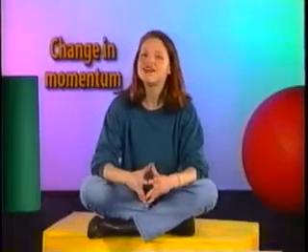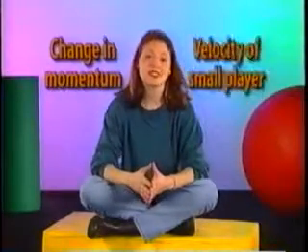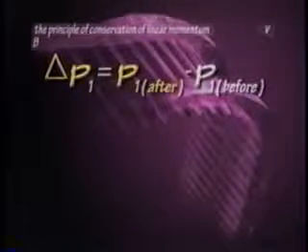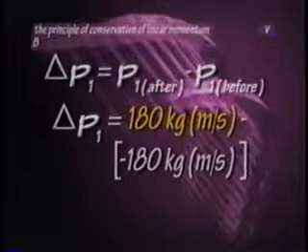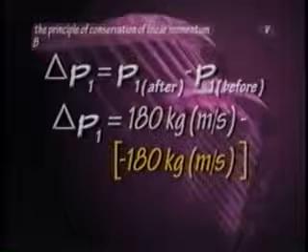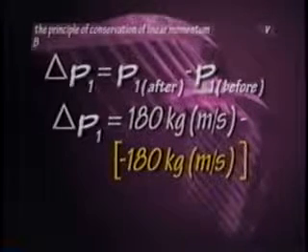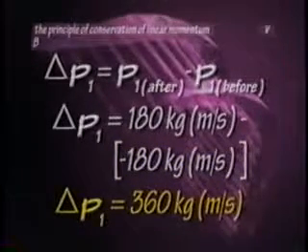Now that we've got the bigger player's momentum before and after the collision, we can find the change in his momentum, and then eventually use that to find out the velocity of the smaller player after the collision. So the change in momentum for the bigger player is the momentum after minus the momentum before, or delta P1 equals P1 after minus P1 before. So delta P1 equals 180 kilogram meters per second minus negative 180 kilogram meters per second, which is 360 kilogram meters per second.